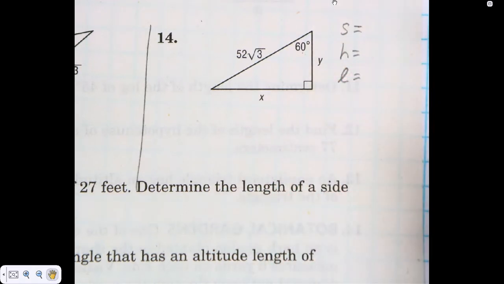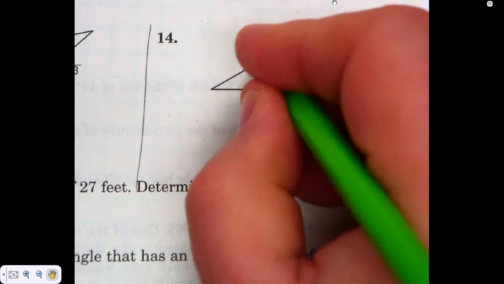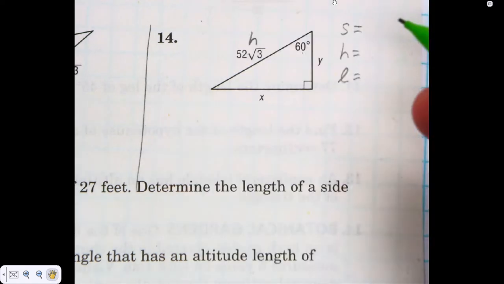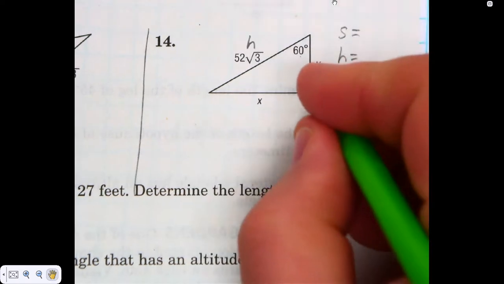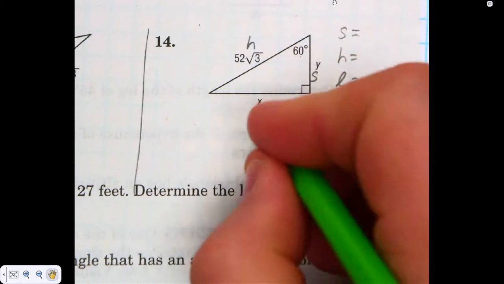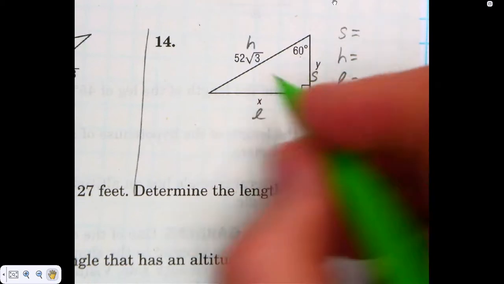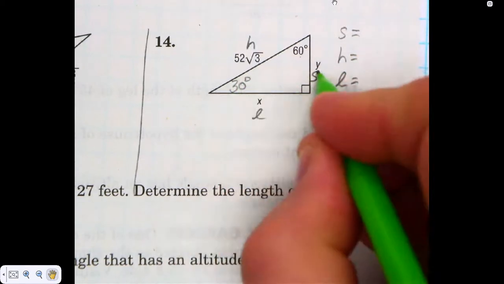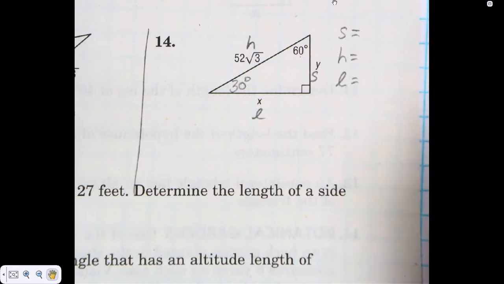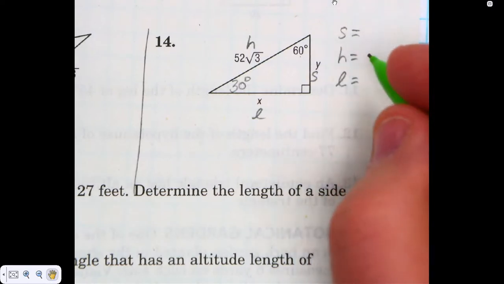The H is 52 square roots of 3. So this is my H. Okay? S is Y. Okay. And L is X. Do I have a 30, 60, 90 triangle? Yes, I do. 30 right there. Okay, so what's given to me? What did they give me? H.